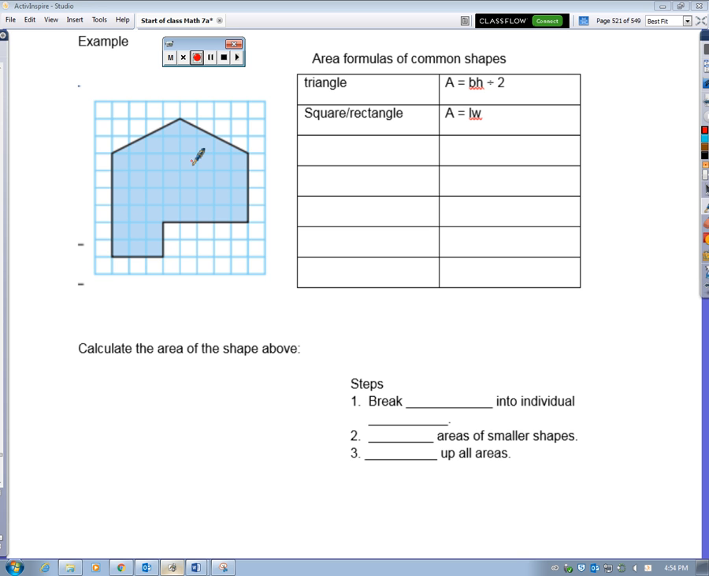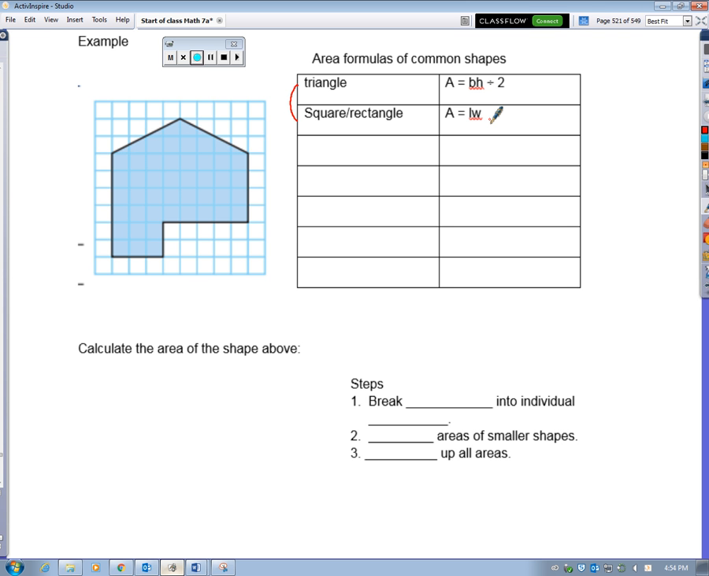Here are the formulas we are going to be working with for 9.3a. We're going to be looking at the formula for the area of a triangle, which is the base times the height divided by 2, and then the area of a square or rectangle, which is just the length times the width. Those are the two things we are going to be working on.